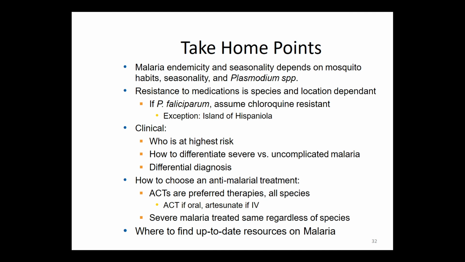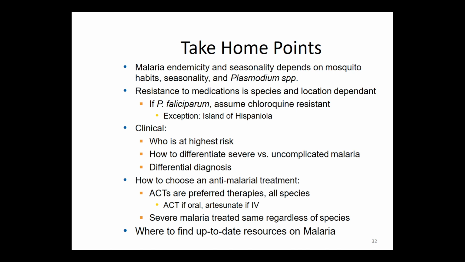Differential diagnosis. How to choose an antimalarial treatment. ACTs are preferred therapies for all species in the uncomplicated form. ACT if oral, artesunate if intravenous. Severe malaria is treated the same regardless of species. And where to find up-to-date sources on malaria.